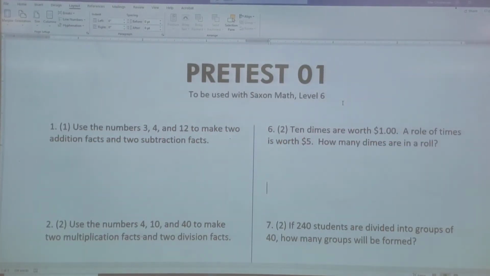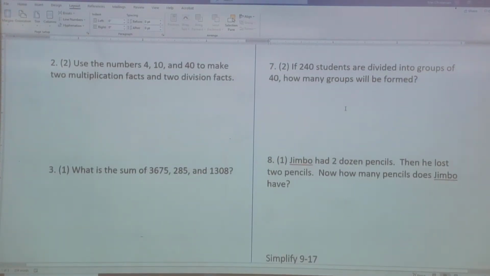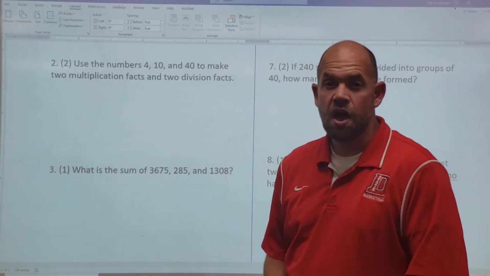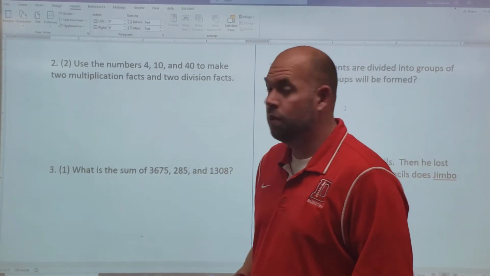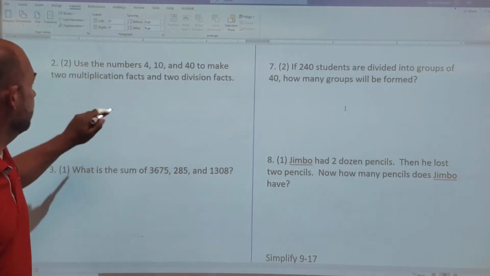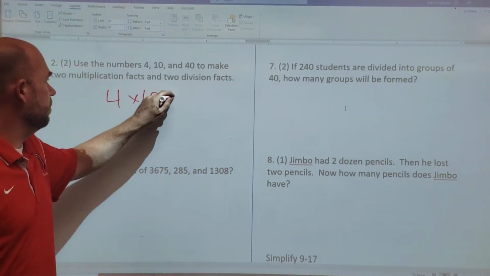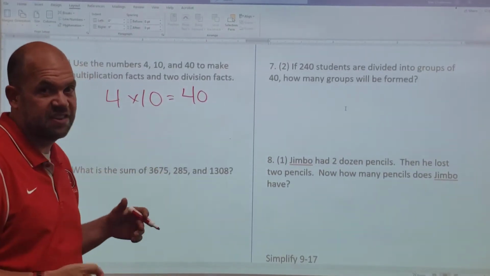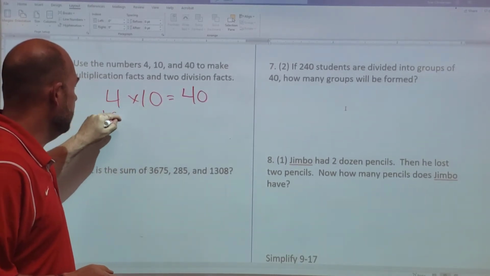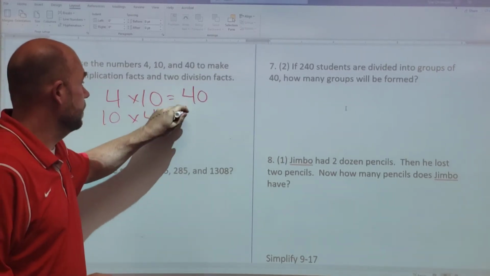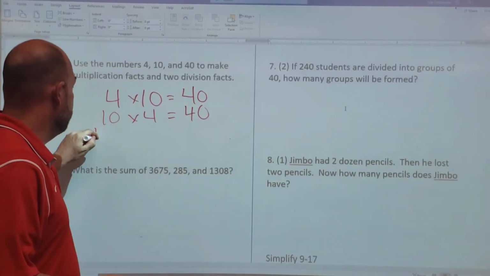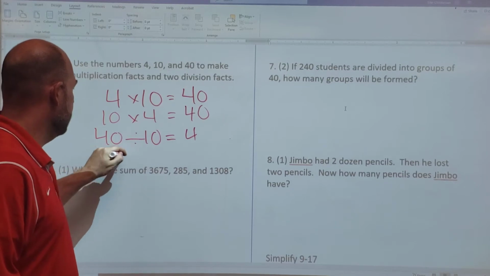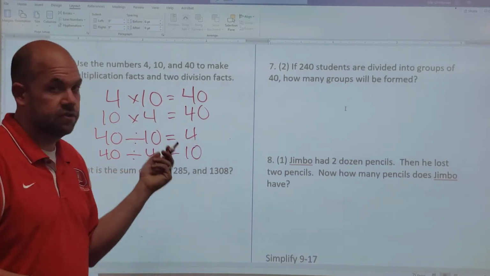Now let's scroll down for number 2. Here we have use the numbers 4, 10, and 40 to make 2 multiplication facts and 2 division facts. So we're doing basically the same thing we did in number 1, but we're just using multiplication and division. So here, we're just going to go 4 times 10 equals 40. And here, again, we can use the commutative property for multiplication. It's just like addition. So we can switch the order. 10 times 4 also equals 40. Then we can do our inverse. 40 divided by 10 equals 4. And 40 divided by 4 equals 10. So that's our answer for number 2.